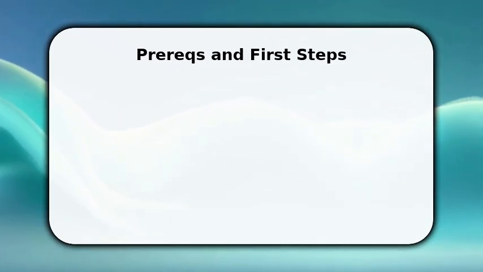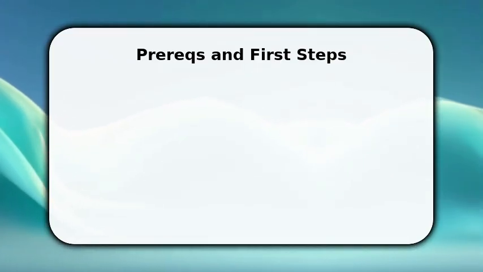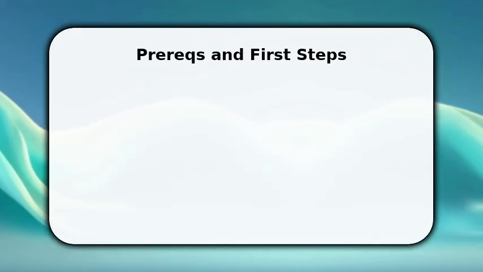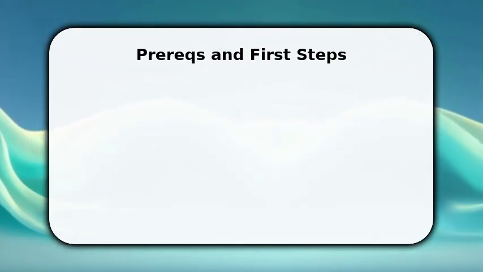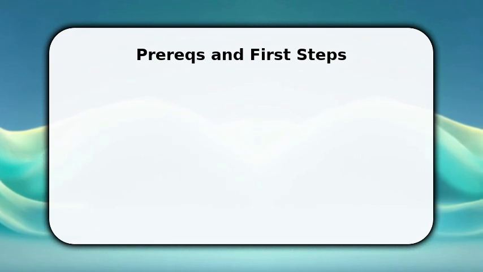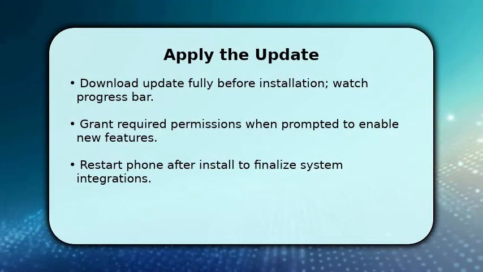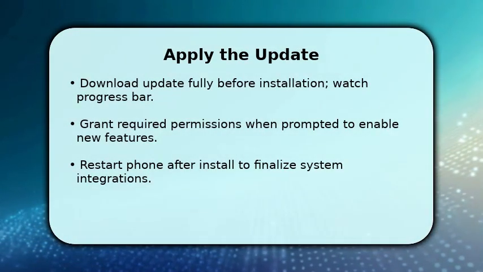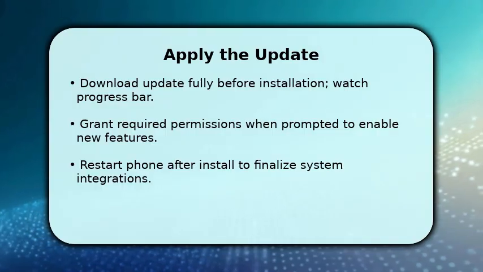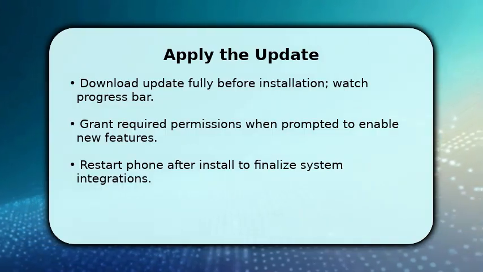Now open Settings, go to Apps, find your phone app, and tap Update or Manage. Do this immediately so the device can download the update files and prepare to apply changes without extra delay. You now download and apply the update. Make sure the progress bar reaches 100% before tapping Install so files aren't corrupted.